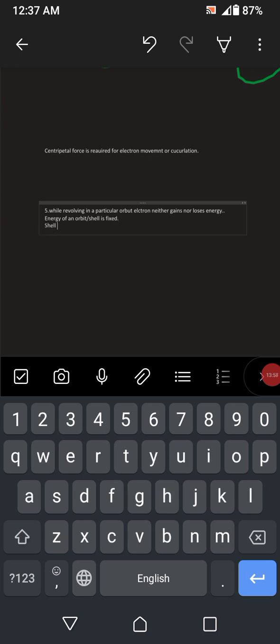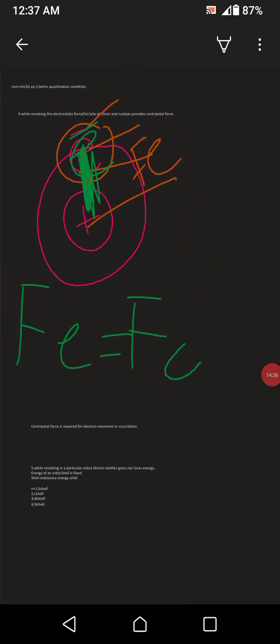He gave shells another name, that is stationary energy orbit. For example, as I told you, when n is equal to 1, it is the K shell. When n is equal to 2, it is the L shell. When n is equal to 3, it is the M shell. When n is equal to 4, it is the N shell, and so on. So these are the five postulates. Basically, there are six postulates, but the last one we are going to discuss after the whole atomic model.